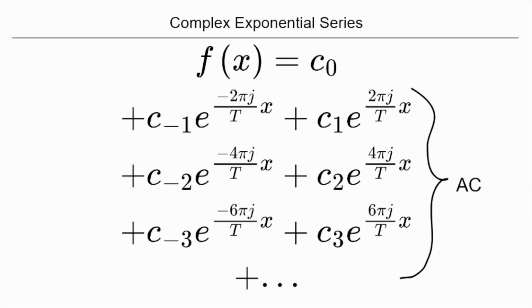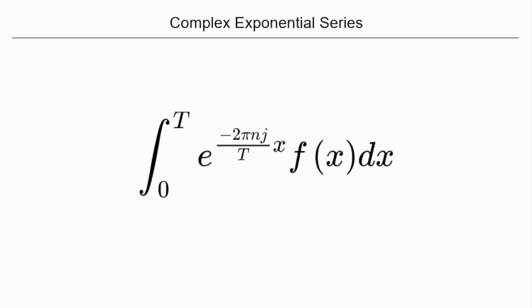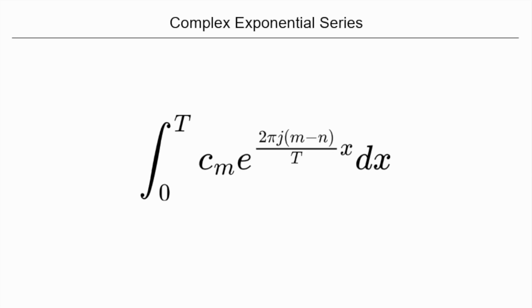So then, how do you find these coefficients C0, C-1, C1, and so on? Well, we use the same trick as before. We multiply by e to the minus 2 pi n jx divided by T, and then take the integral from 0 to T. This f of x, since it is a sum of exponentials, will contain an e to the 2 pi m jx divided by T. So it gets something like this, where Cm is the coefficient that was in the f of x.